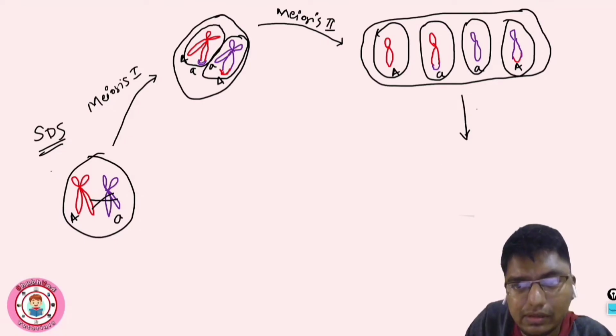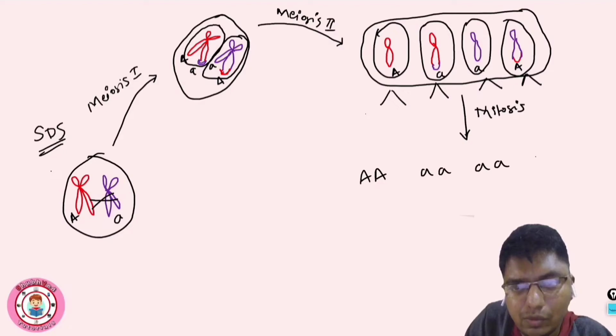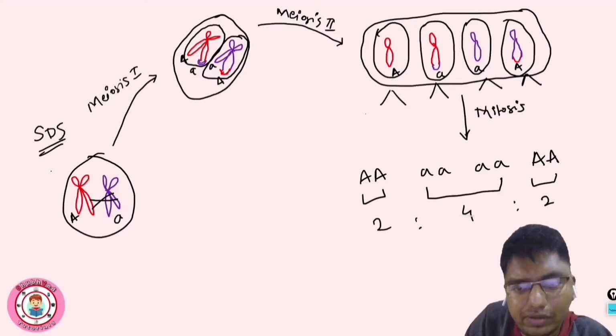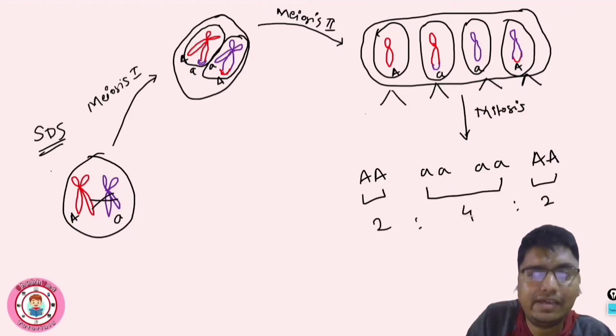After meiosis, now mitosis, so what is this now? This will form 2 after mitosis. So I will just write here A, a, a, a, a, A, A, right? So this is 2, then this is 4, and this is 2. So this is the ratio of second case of SDS, second division segregation. Got it? So this is what we want to understand of ordered tetrad analysis.